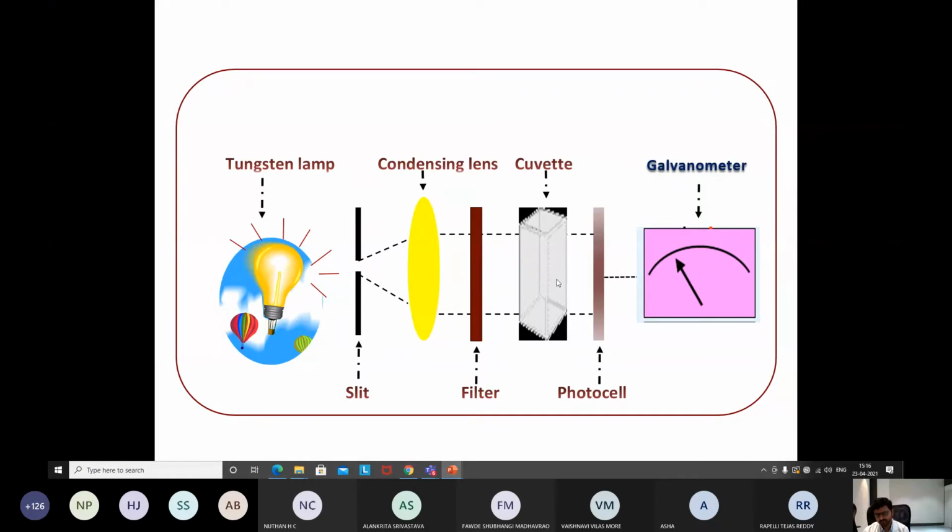Then this cuvette will be containing our solution, that will be in a colored form. So whatever light is falling on this is going to pass through this cuvette and some of the light gets absorbed in the solution, then it will be hitting this photocell. So this light energy will be converted into electrical energy, and that electrical energy is going to be measured by the galvanometer.